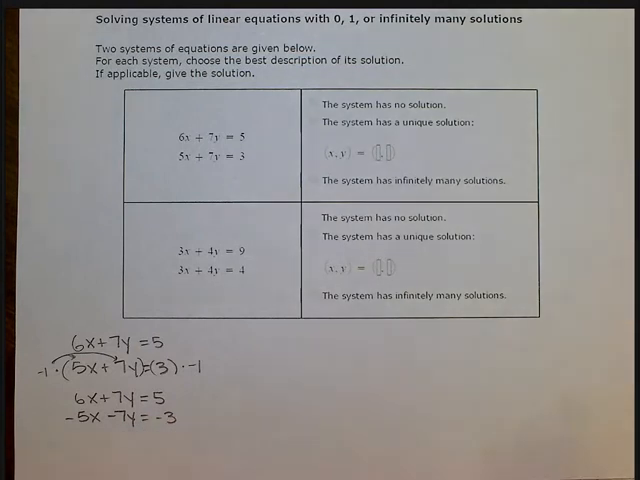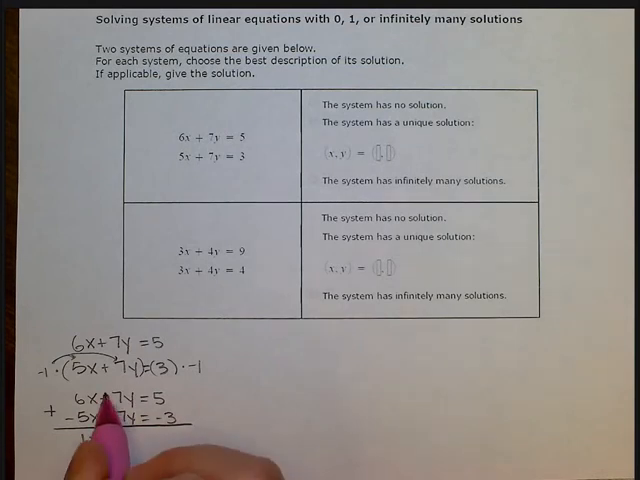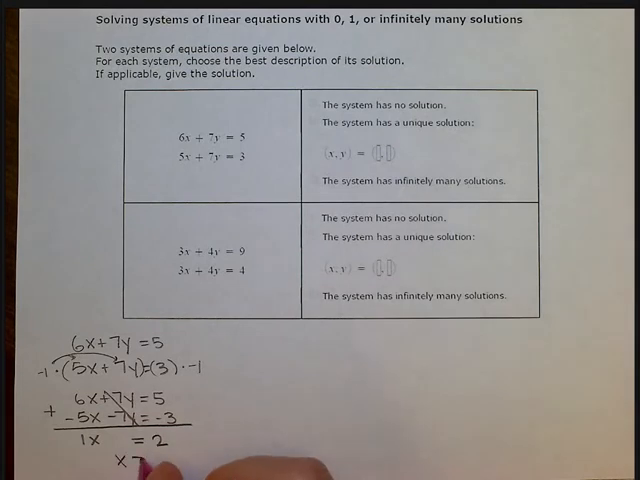So now I see that the coefficients on the y are the same, and now they have opposite signs, which means they'll cancel out. So I can add my equations now. 6x plus a negative 5x is 1x, and 7y plus a negative 7y is 0y, or 0. And 5 plus a negative 3 is 2. So 1x equals 2, or x equals 2.